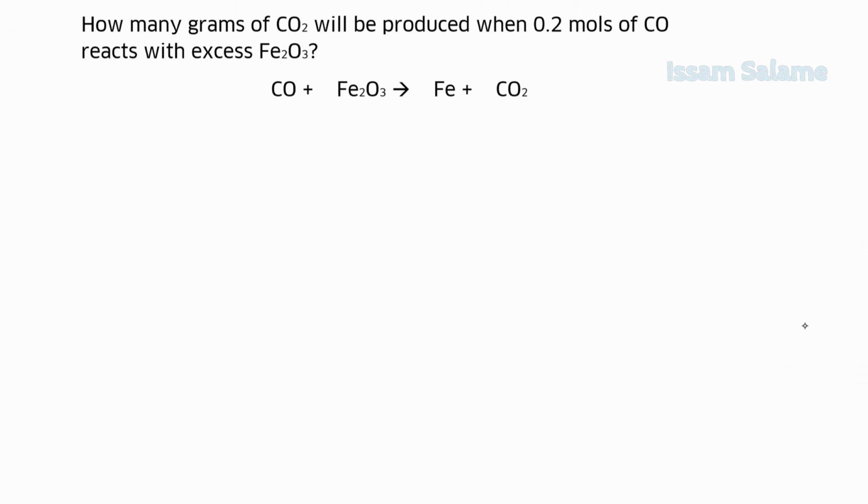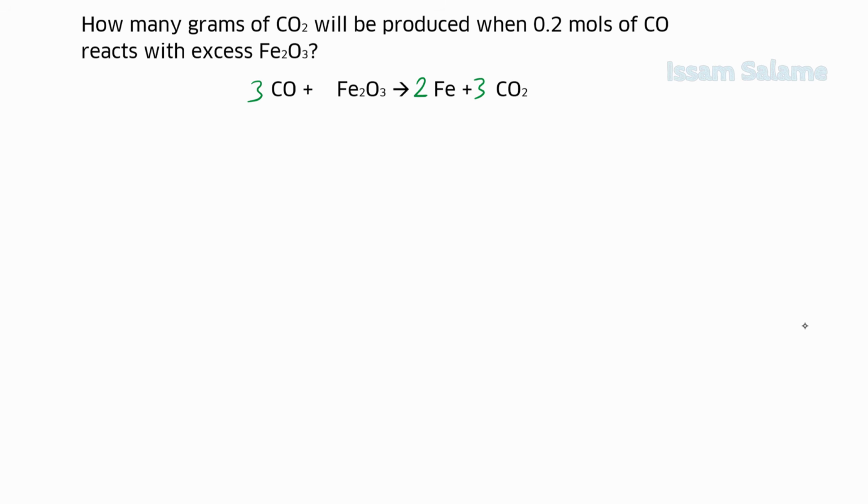Another exercise: how many grams of carbon dioxide will be produced when 0.2 moles of carbon monoxide reacts with iron(III) oxide? Here the given is 0.2 moles of carbon monoxide, and the question is about how many grams of carbon dioxide. Always we start by checking if the chemical equation is balanced or not. To balance this chemical equation, we multiply iron by 2, then carbon dioxide by 3, and carbon monoxide by 3.